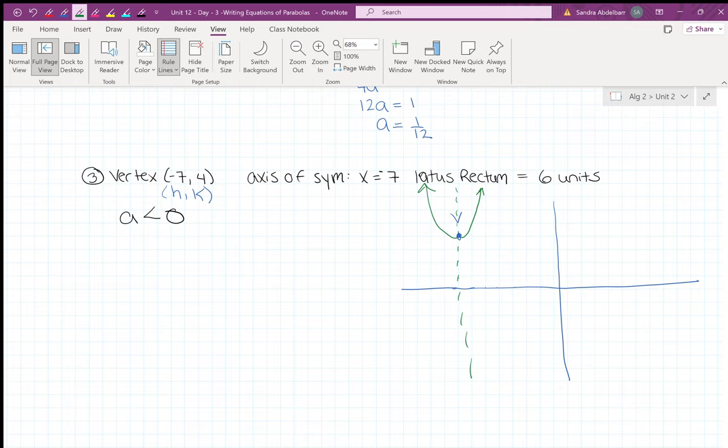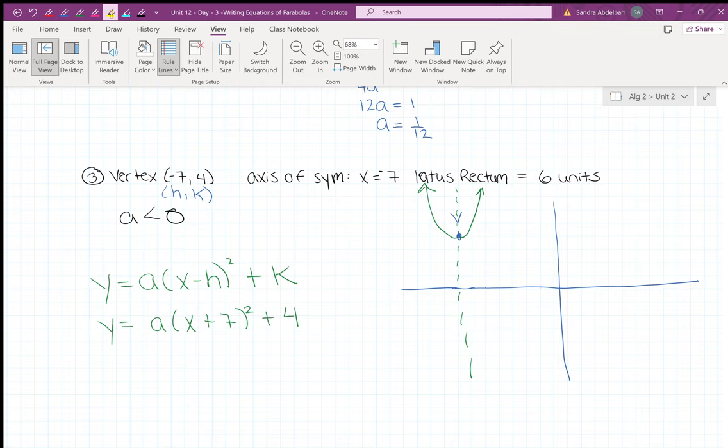So therefore, we're at y equals a times the quantity of x minus h squared plus k. I know that a times x plus 7 squared plus 4. Still need to find the a. All right, so now I told you this is where we're going to get the a from. I told you the latus rectum is 6 units. Was there a formula for the length of the latus rectum, Ryan?